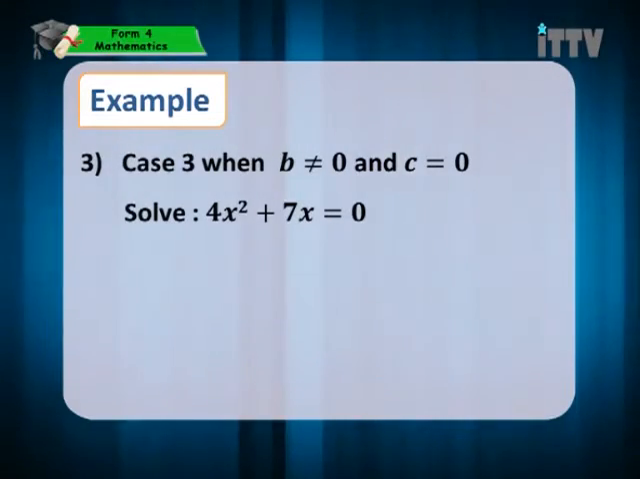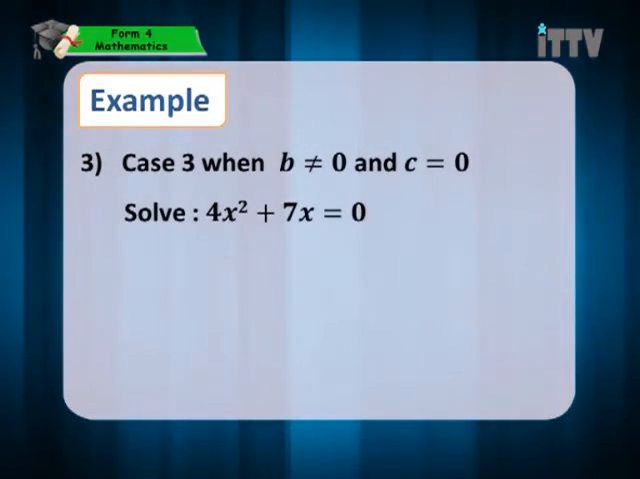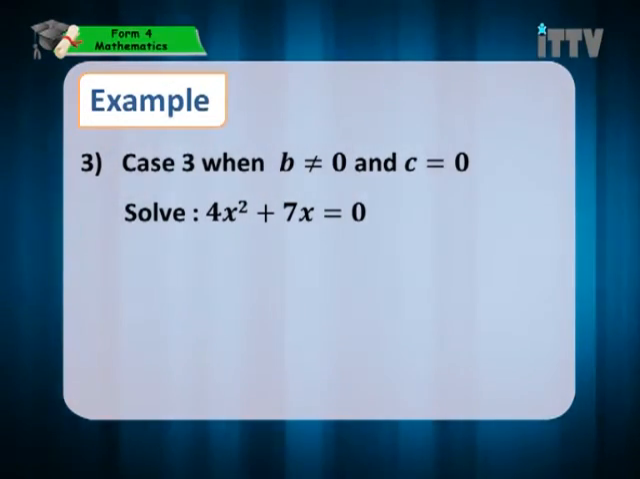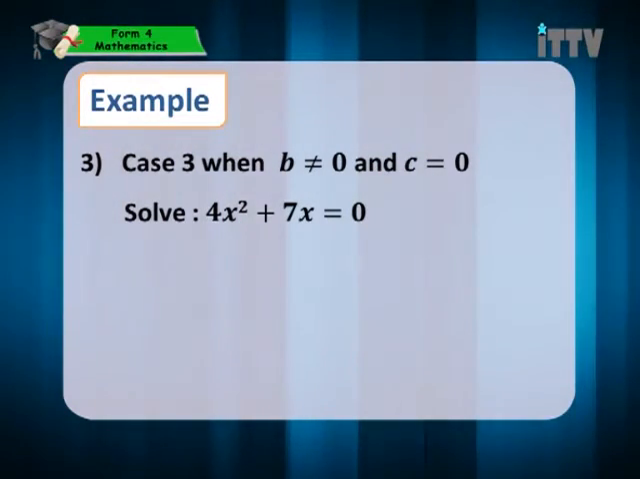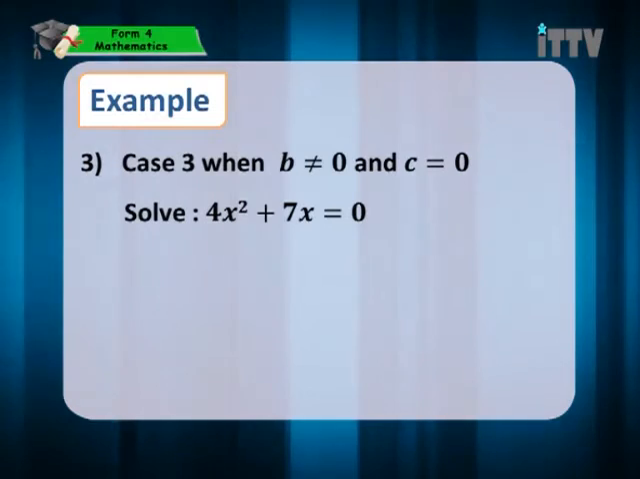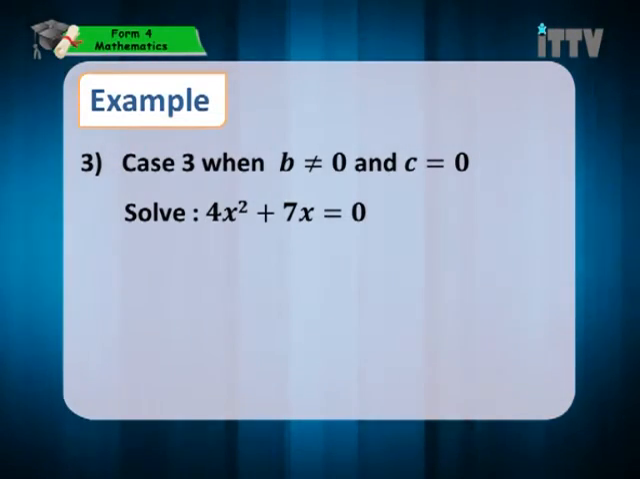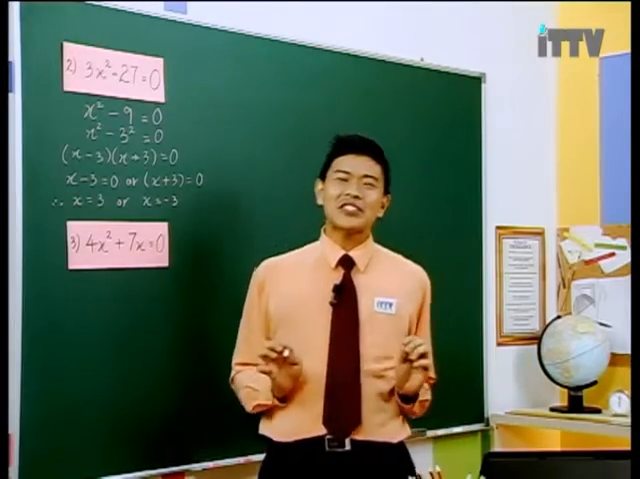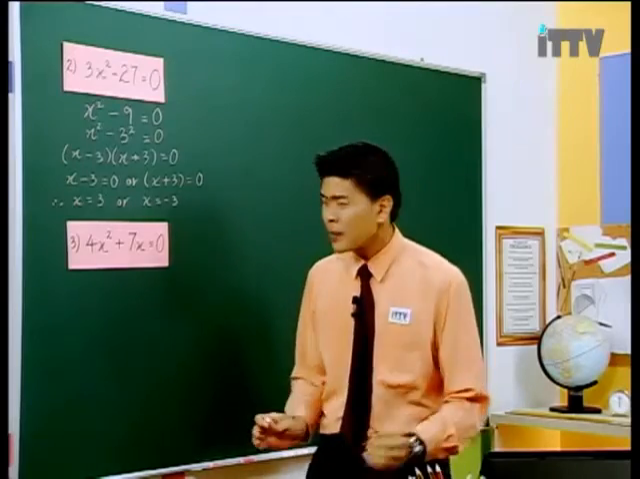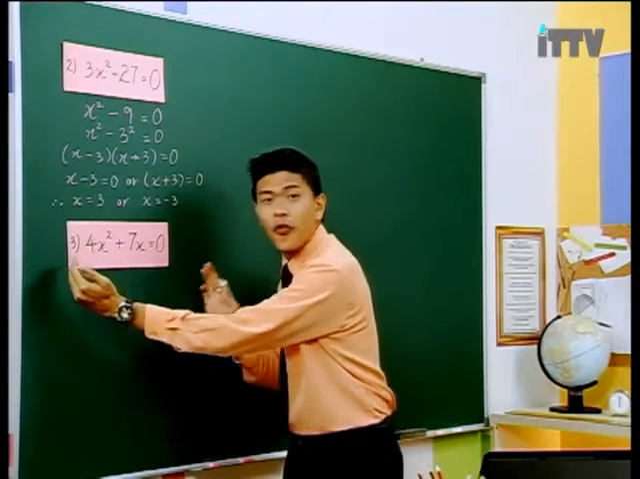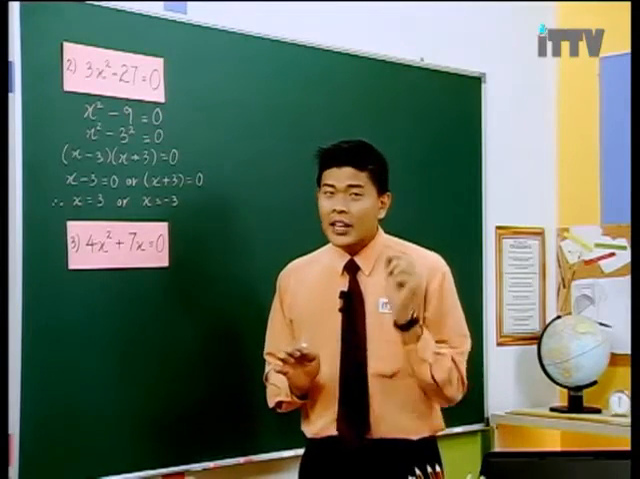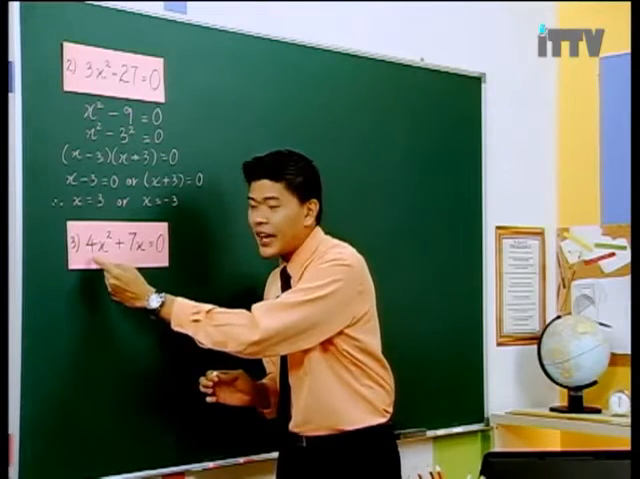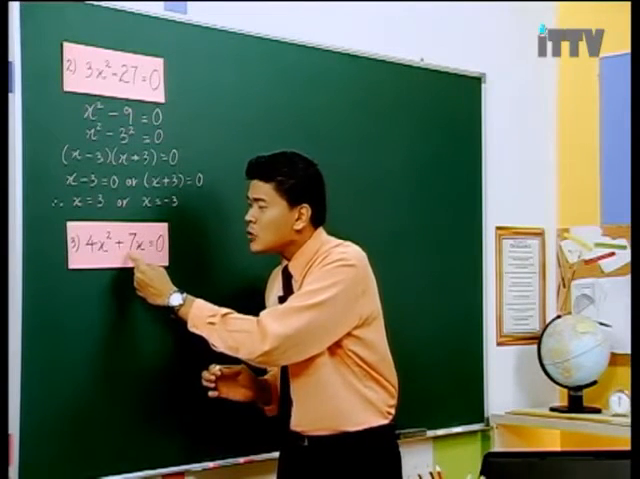Alright guys, let's look at the third case. And I want you to look at this question. In case 3, when b is not 0 and c is 0, for example, solve 4x squared plus 7x equals 0. Alright, let's do this together also. This is case 3, right? And when case 3 occurs, it's very easy to differentiate. Why? Because this quadratic equation is not in its full form. Because something is missing here. And you can note that c is missing because there is no number by itself. There's the a, which is the 4, and there is the b, which is the 7.